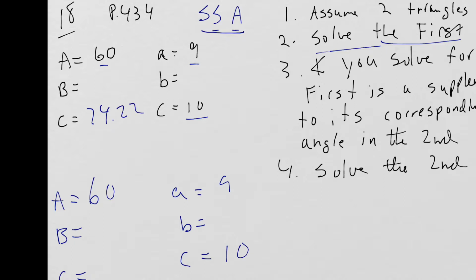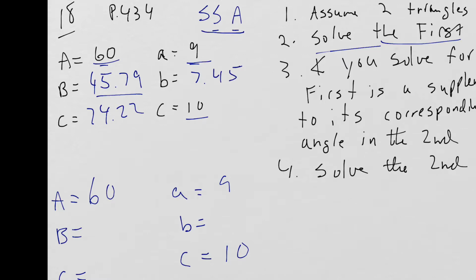74.22. To find angle B, it's just going to be 180 minus that number minus 60. I get 45.79. Okay, and then to find side B, I'm going to take 9 times sine of this divided by sine of 60. And I get 7.45. That's what the book is, so we're good.